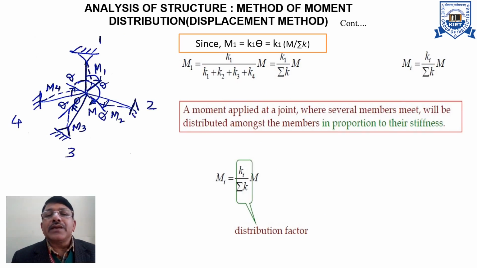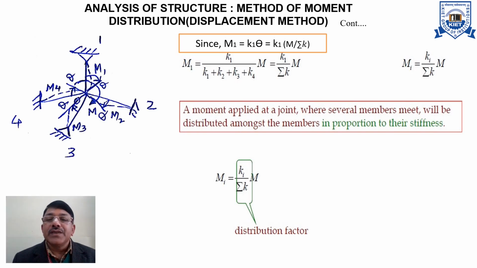Since M1 equals K1 theta, now place the value of theta here: K1 times total moment upon summation of total stiffness. In other words, I can write it like this, K1 upon K1 plus K2 plus K3 plus K4 into M, that is K1 upon summation of K into M. So in general Mi can be written as Ki upon summation of K into M. So a moment applied at a joint where several members meet will be distributed amongst the members in proportion to their stiffnesses.